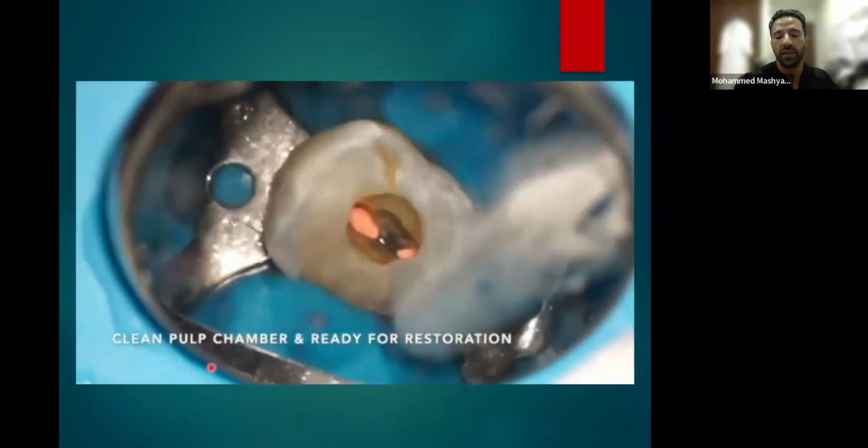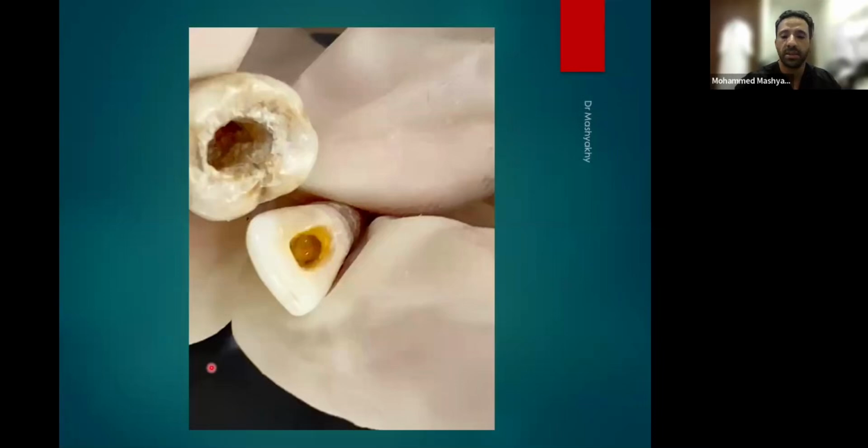So this is my advice. After you finish cleaning and shaping and obturation, if you have the scaler tip attachment, clean everything with the scaler tip. Then after that, follow with the alcohol swab, clean and dry. Then you can follow up with your final restoration.